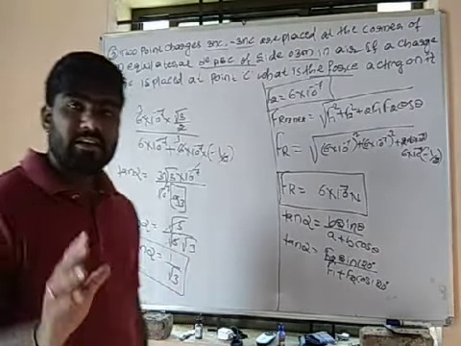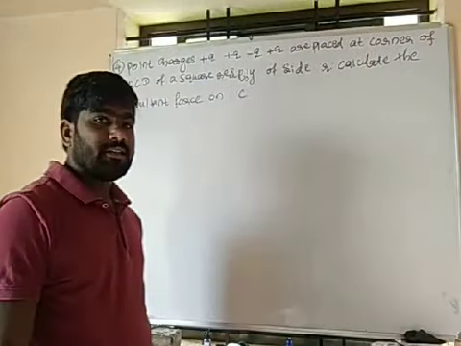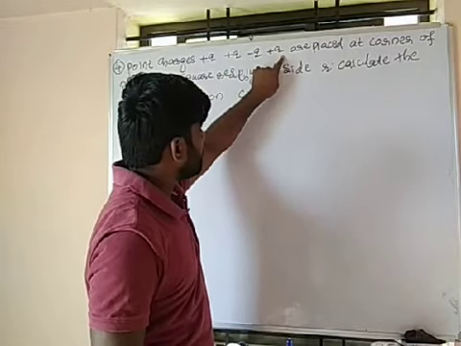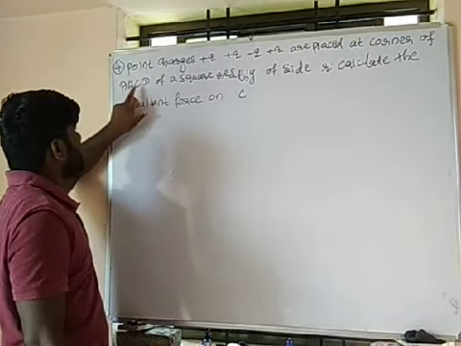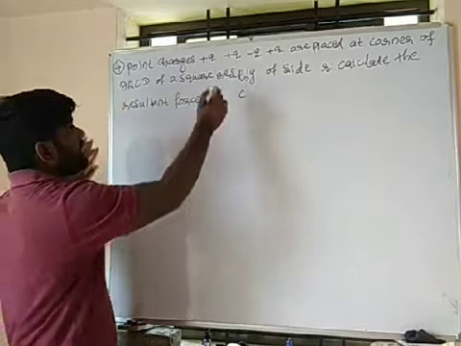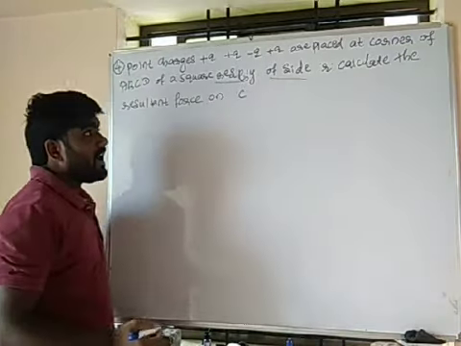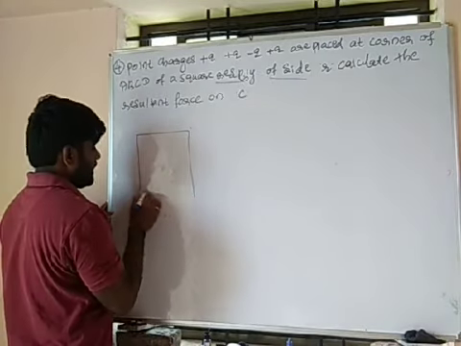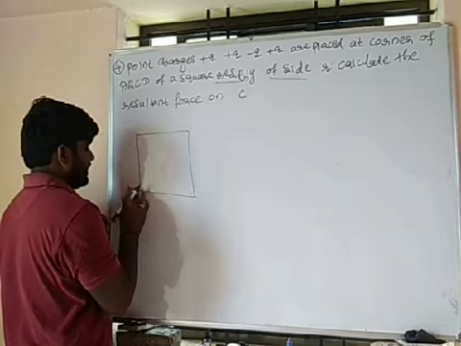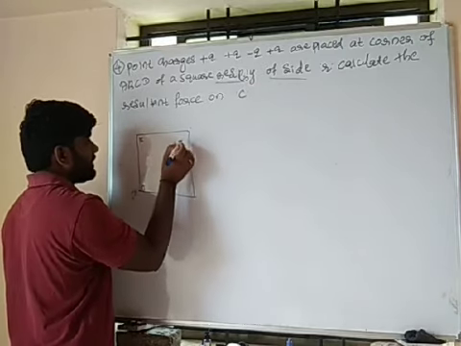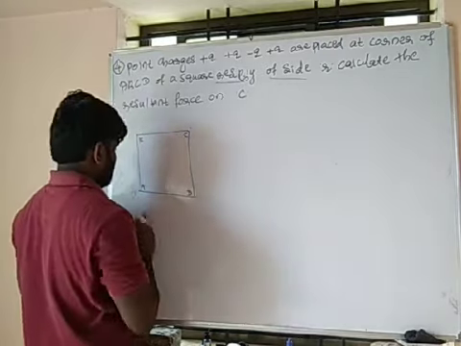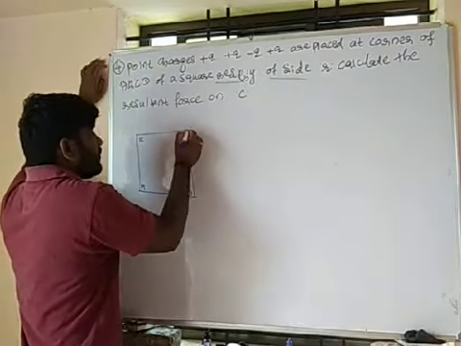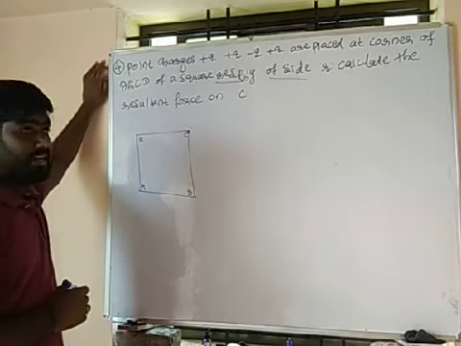Okay. Then next question. See this question. Point charges plus Q, minus Q, plus Q are placed at corners A, B, C, D of a square respectively, of side R. Calculate the resultant force on C. See here, I am drawing a square of side A, B, C, D. So I want to calculate the resultant force at a point here.